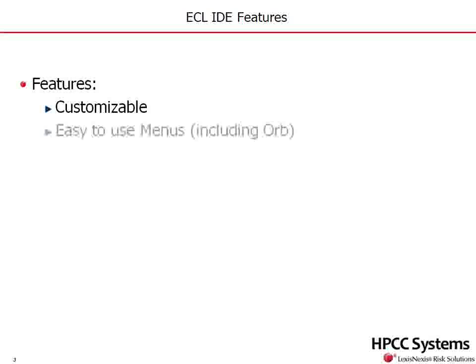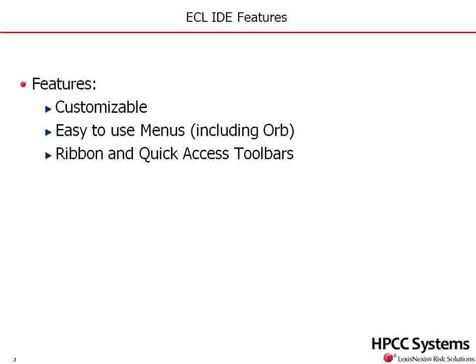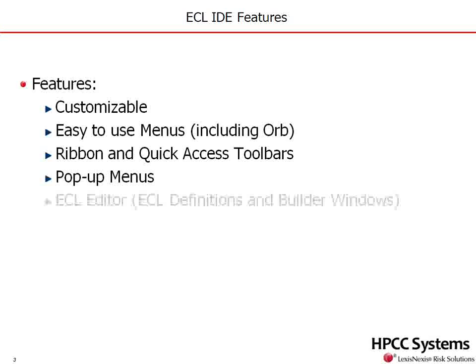Now, here's some of the many features of the ECL IDE. Number one, it's customizable. You can move pads, adjust settings, colors, almost everything as needed. It has easy-to-use menus throughout the IDE, including the orb menu. There's also a ribbon toolbar and a quick access toolbar that gives you fast access to do what you need. It has right-click pop-up menus throughout the IDE. It has, of course, a full-featured ECL editor where all of your ECL definition code and builder windows can be created.